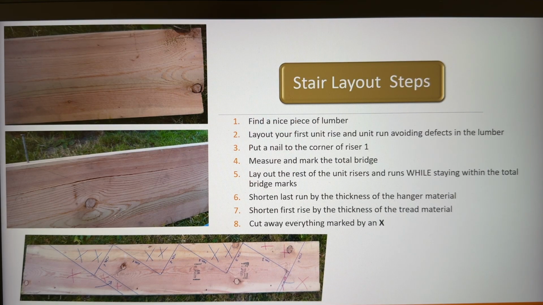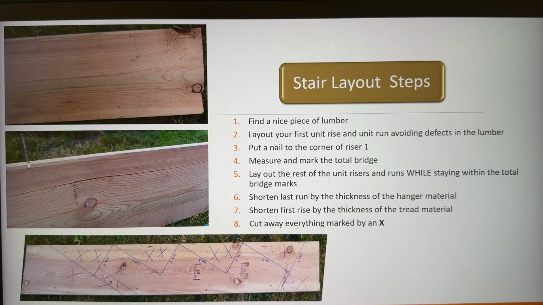You're going to find a nice piece of lumber, ideally without cracks and knots. You have to lay out your first unit rise and first unit run somewhere on it where you avoid the defects in the lumber. You're going to put the one nail here at the first corner where the first riser and run meets the board's edge.